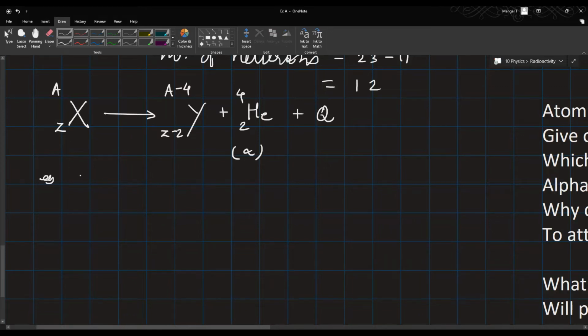So let's take an example. This is uranium 235 and 92. When it gives out an alpha particle, this will become 231 and this will become 90. Any questions?